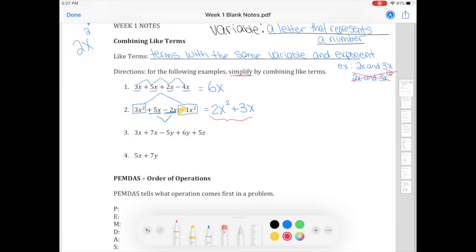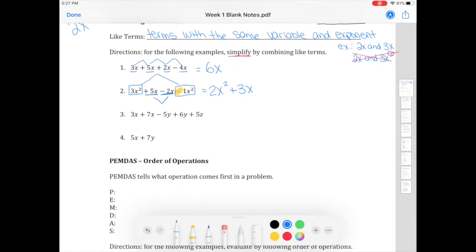Now you might be looking at this answer wondering if it's completely simplified, like the directions say we need to simplify. It is, because x squared and x are not like terms. So you cannot simplify that any further by combining any more. They are as combined as they can be, which means it's as simplified as it can get.